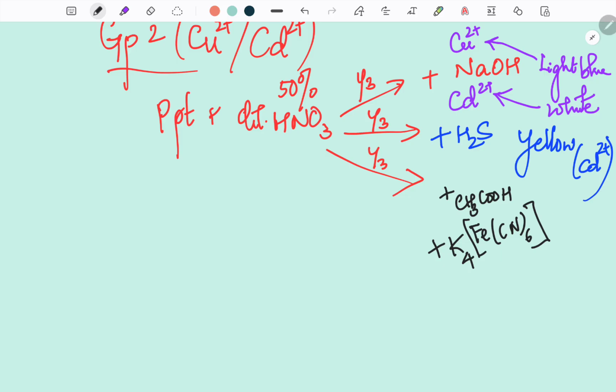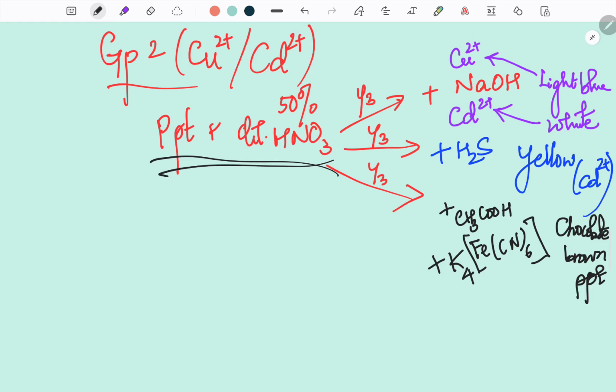Now, when you add these two chemicals to the precipitate and nitric acid mixture, if you are getting a chocolate brown precipitate, that means a brown colored PPT, then that means copper is confirmed. Now we need to learn the chemistry behind the reaction. That means we need to discuss what the precipitates are.